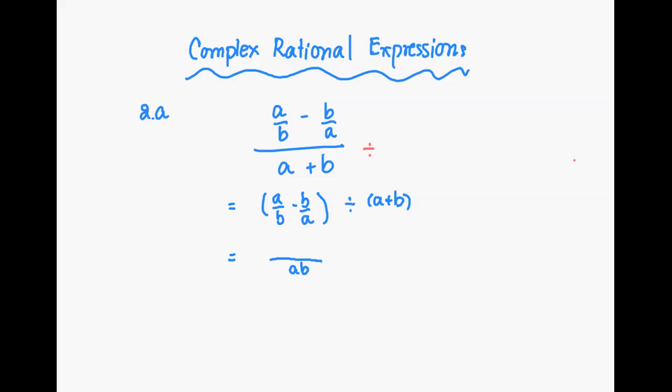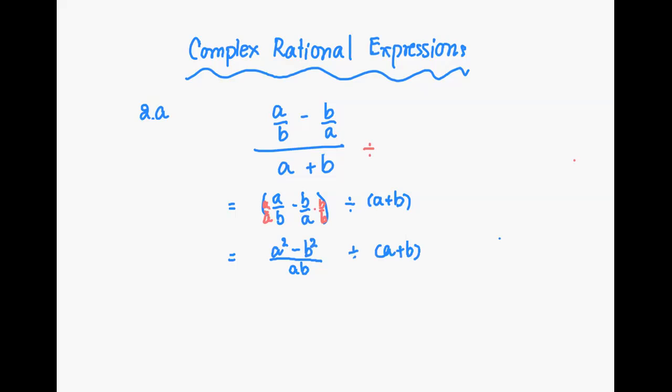To combine them, we have to make the two terms have the same denominator. Therefore, we're going to multiply the first fraction by a over a, and the second fraction by b over b. That results in the numerator of the front term as a times a, which is a squared, minus b times b, which is b squared, divided by the quantity a plus b.